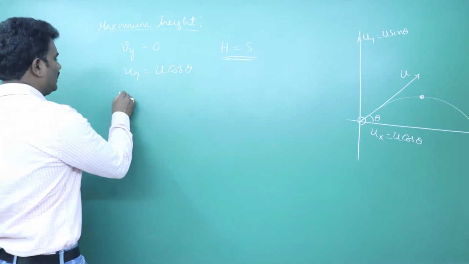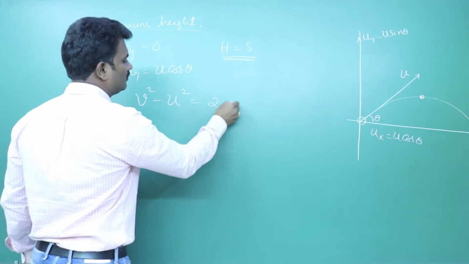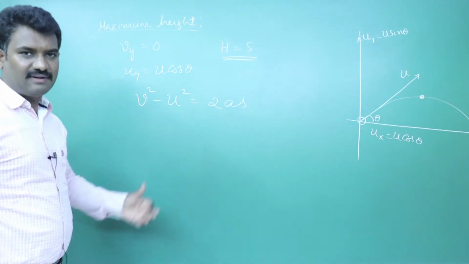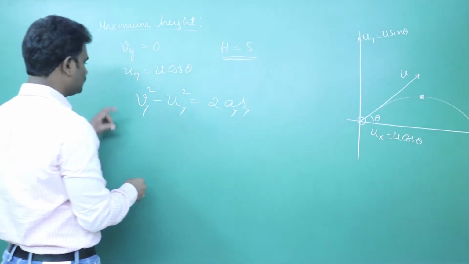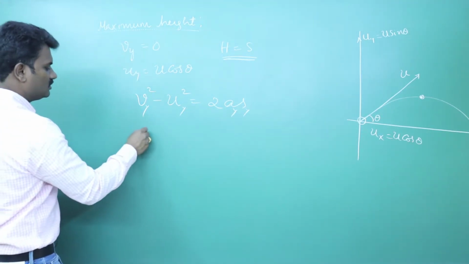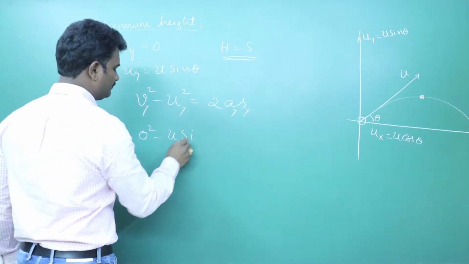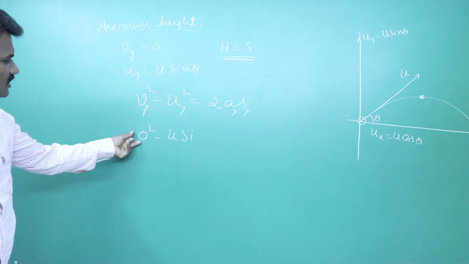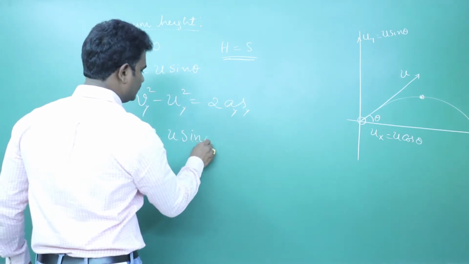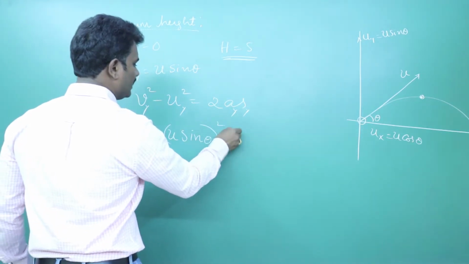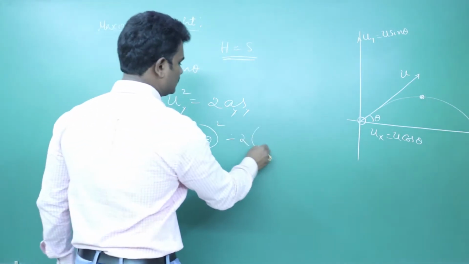Okay. Now, according to our third equation, v square minus u square is equal to 2as. I am going to apply this for y-axis, so I am going to write y suffix here. So, vy equal to how much? 0. So, 0 square minus uy, which is u sin theta, whole square, equal to 2 into ay. What is ay? Acceleration along y-axis. So it is g.